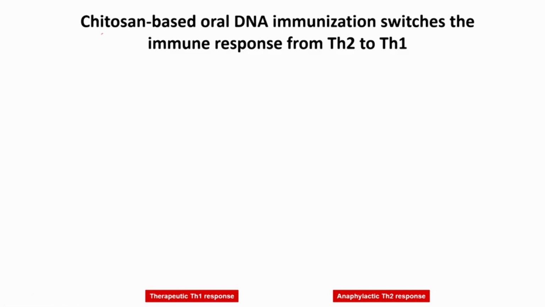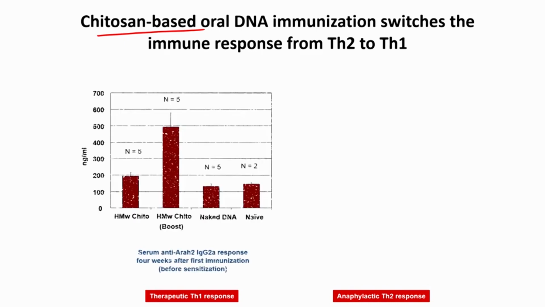Obviously the title says here that the chitosan based oral DNA immunization is able to switch the immune response from Th2 to Th1, and here is some data to support it. So, they used a high molecular weight chitosan. If they give it only once and they are measuring for Ig2A against this antigen, which is the response that we wanted. So, this is the Th1 response, as is also written here.